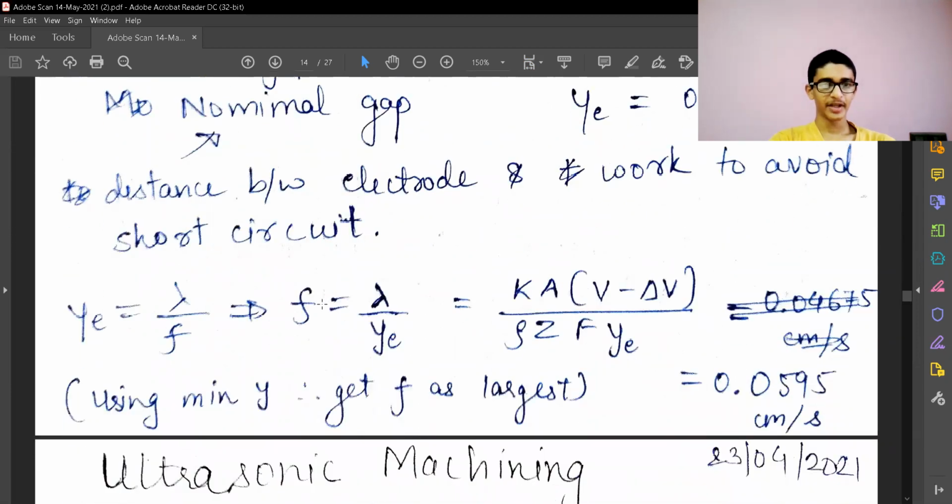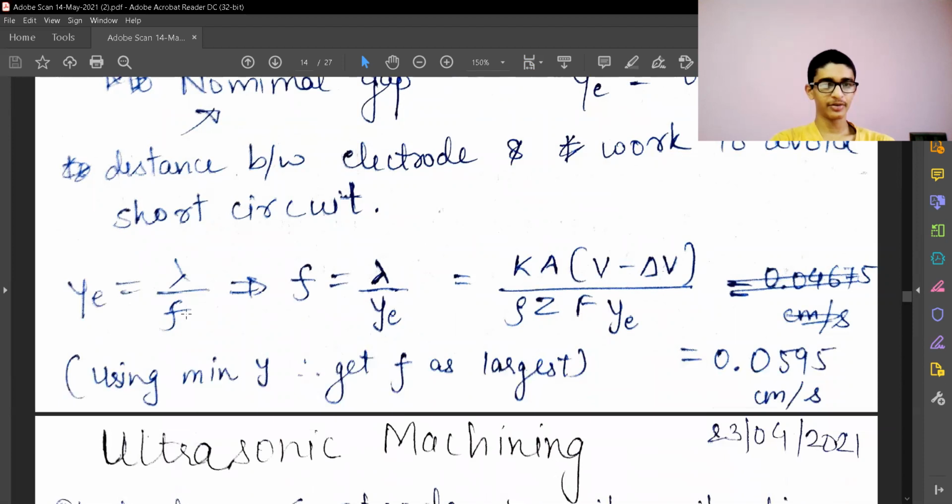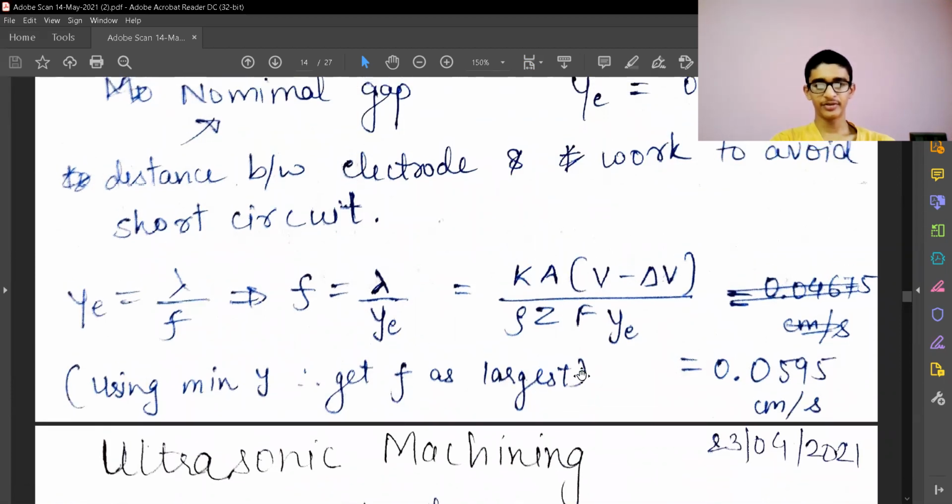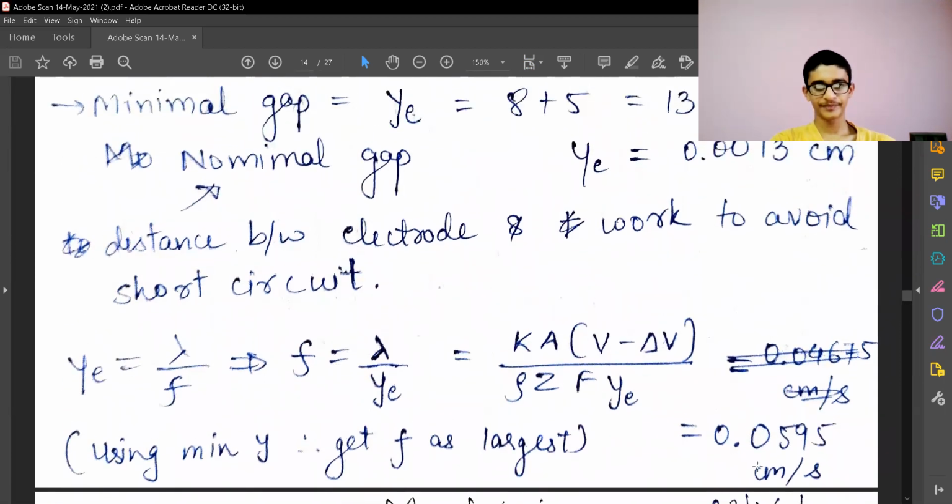So YE is 0.0013 centimeter, and using the formula YE equals lambda by F, F will be lambda by YE. The lambda value is given, so all other things are given to us. The feed rate is 0.0595 centimeters per second, and we have used the minimum YE to get the maximum feed rate that was asked. So this is the largest feed rate, that is 0.5 mm per second. We'll stop over here.